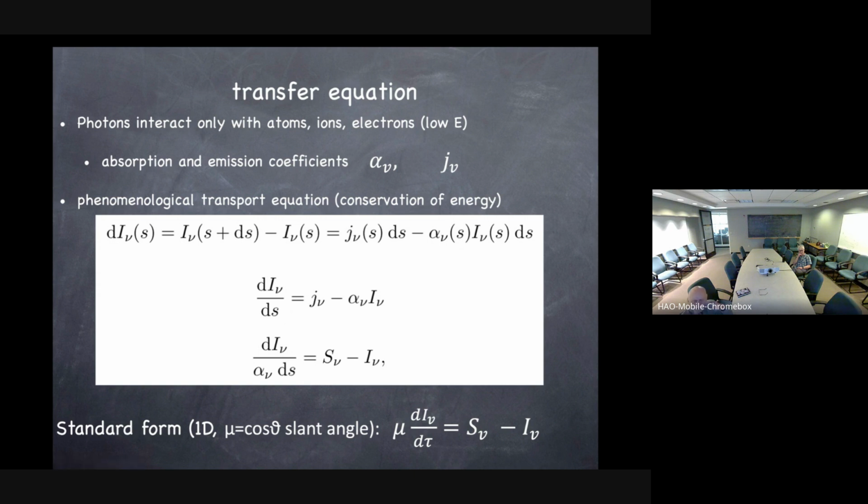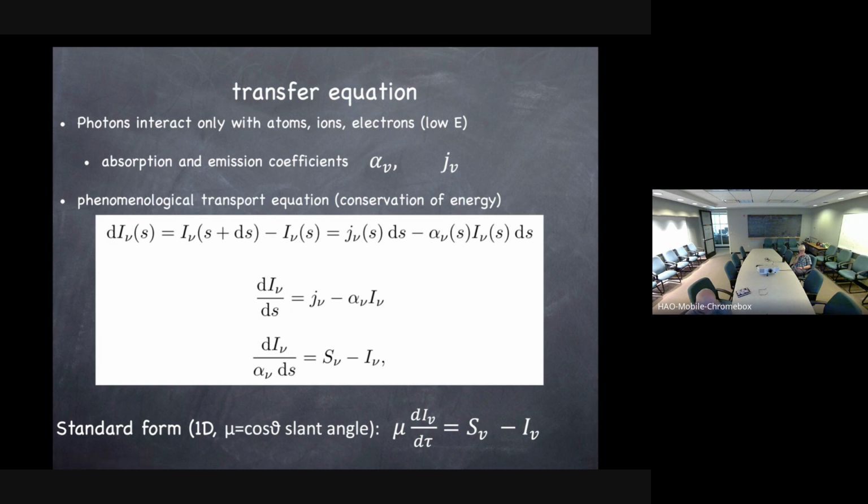This for me was high school maths. Once you know what S is, then for each mu, each angle that you're looking at, you can compute the change in the intensity. And if you have boundary conditions deep in the atmosphere and way up above the atmosphere, then this in principle is solved. So what's the big deal?